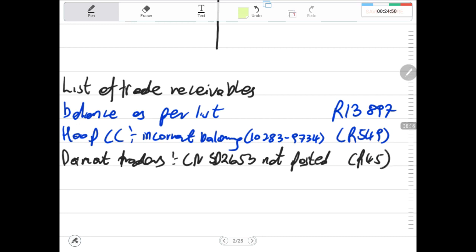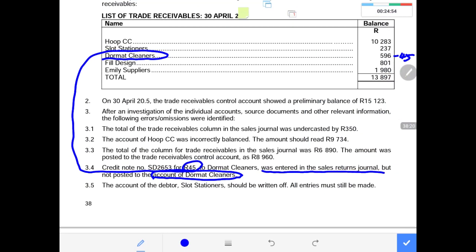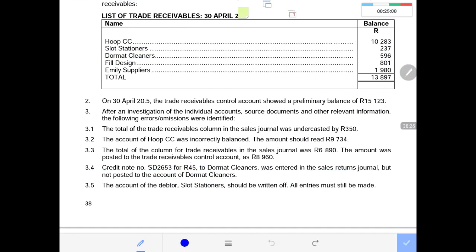Remember, the balance of this account of the debtor, meaning Damat Traders, being 596, this amount is already included in here. So what we do here, we just say minus 45 rand, because the account of Damat Traders of 596 is included here. We just need to decrease it by the value of the inventory the customer returned back to us. Then we are very clear.